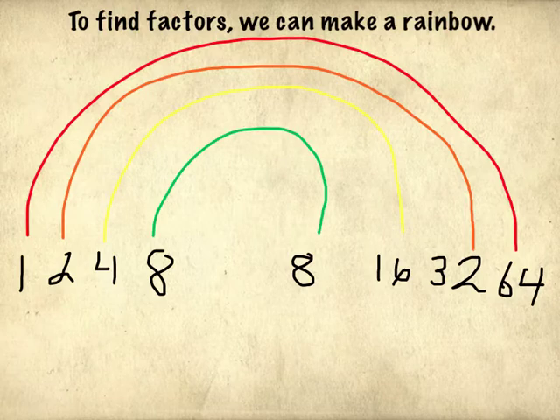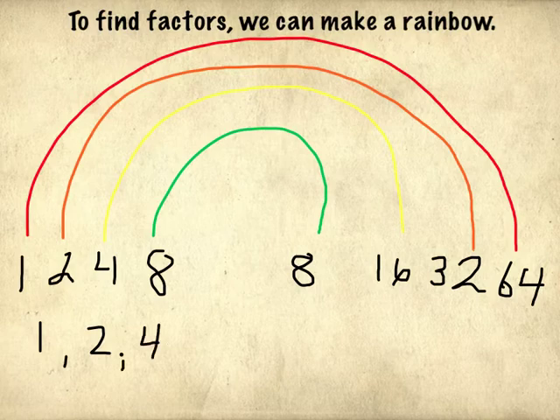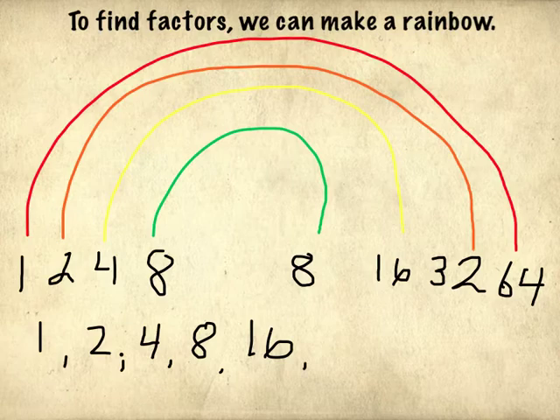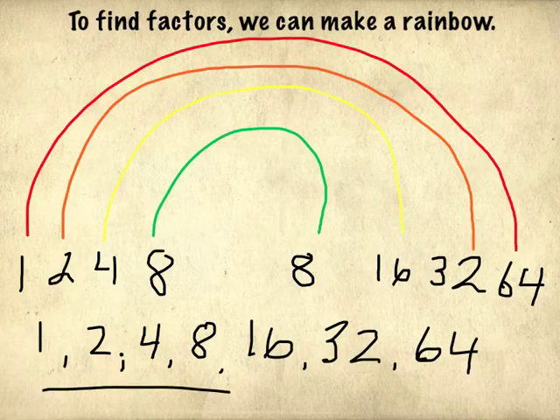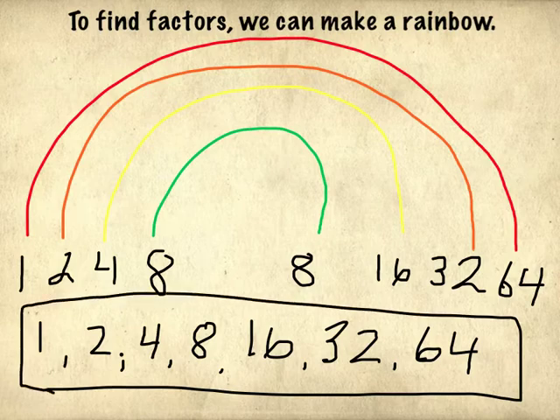And then there's nothing in between 8 and 8, which means I've come to the end of my factors. So if you ask me what are the factors of 64, I would say they are 1, 2, 4, and we always list them in order, 8, which I only have to write down once, 16, 32, and 64. These are the factors of 64, which is a fancy way of saying these are all the numbers that you can write down that you can multiply that will give you 64.